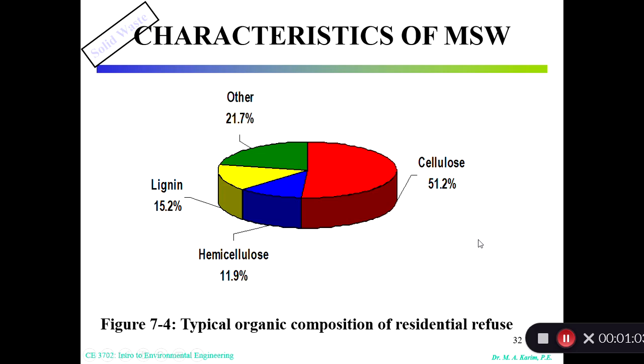So here is the organic composition of residential refuse. Lignin is the best part, hemicellulose and cellulose. These are highly organic, and this hemicellulose is also organic. Lignin is the stronger organic part of it, and others if they are not falling under that. Lignin is kind of used as a DNA for, say, waste and other things because it has a more stable structure.